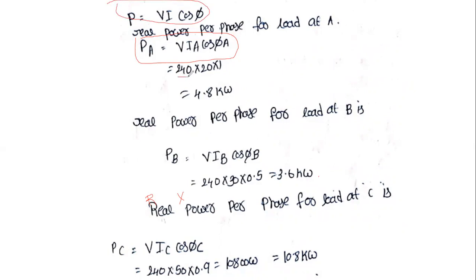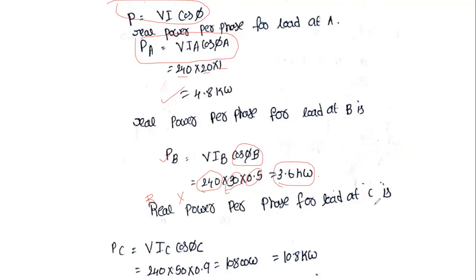What is the voltage? 250, and the current at A point is 20 and the power factor is 1. This is the real power, 4.8 kilowatts. Similarly, we calculate the real power at point B, that is VIB cos phi B. The voltage is 240 volts, the current at B point is 30 amperes, and the power factor at B point is 0.5. Then this is 3.6 kilowatts. This is the real power at point B.